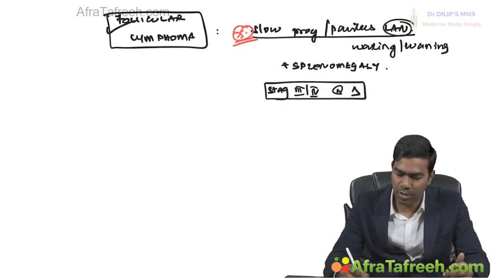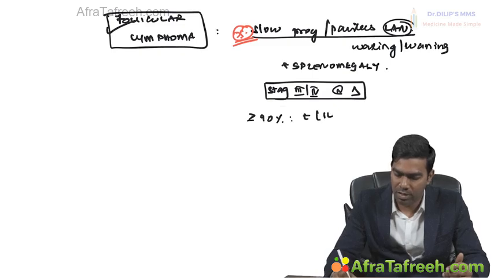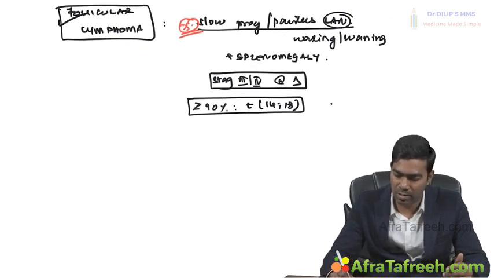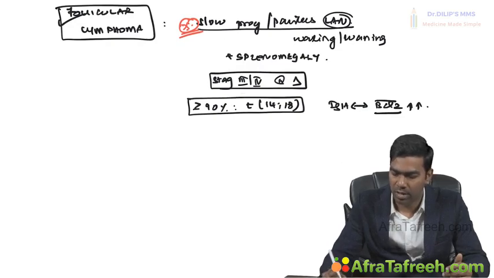And cytogenetics wise, if you ask me, more than 90% of the cases will have this t(14;18) translocation, where you translocate the immunoglobulin heavy chain with BCL2, which means there will be BCL2 overamplification. The moment BCL2 gets overamplified, that is going to decrease apoptosis, because it's an anti-apoptotic protein, right? BCL2, you know that. So they are going to reduce the apoptosis.